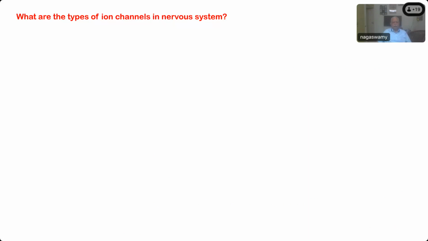The ion channels can allow the crossover of either sodium, potassium, or chloride from the extracellular space to the intracellular space. It is like a pathway or a corridor. So how do they function? Functionally, how are they classified?